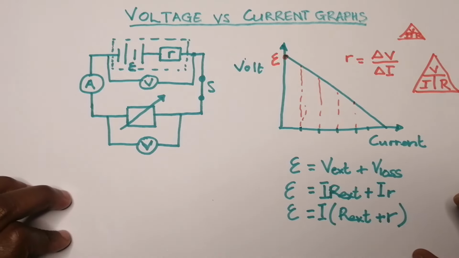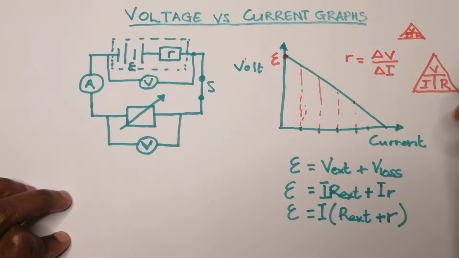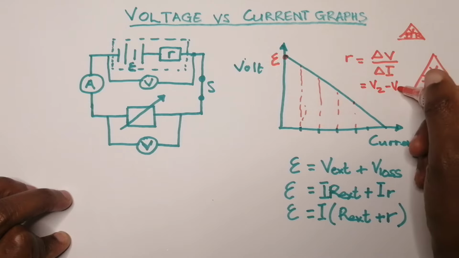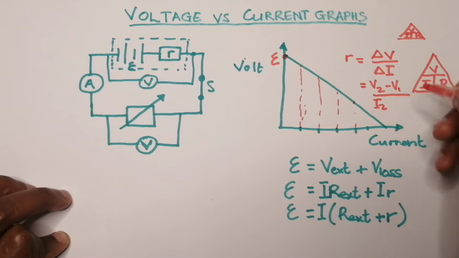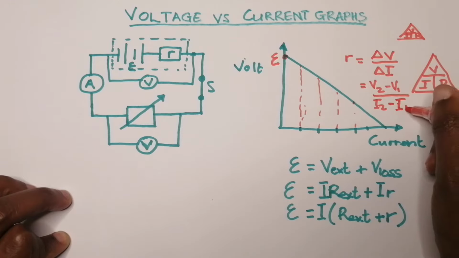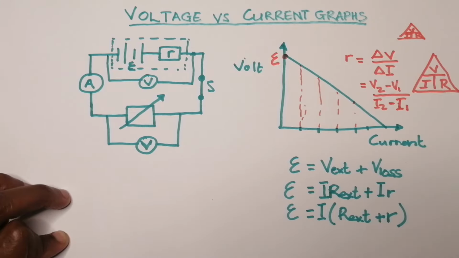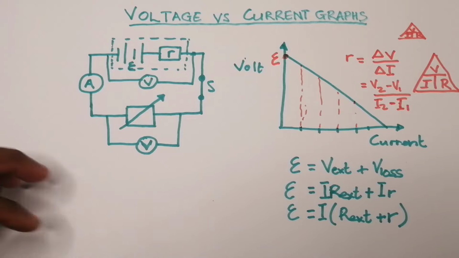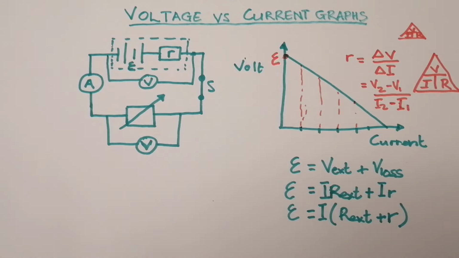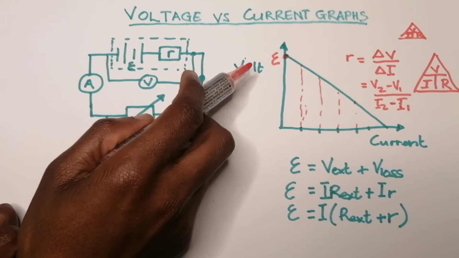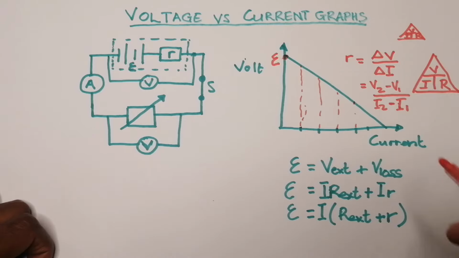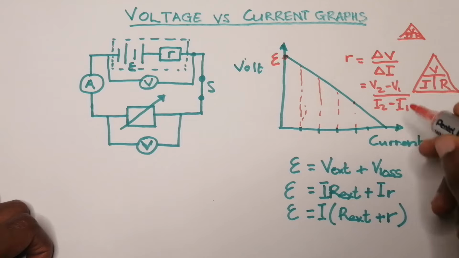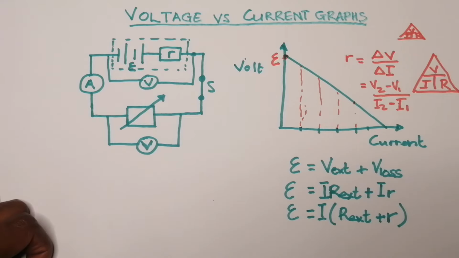So when I calculate the gradient of this graph, you're going to say V2 minus V1, and you must be careful to say divided by I2 minus I1, with the current values taken from the corresponding voltage values. Your EMF value will be where current is 0. You might find instances where they flip this around, with current on the y-axis and voltage on the x-axis. In that case, you'll need to invert it. So the change in voltage divided by the change in current gives us our internal resistance value, and our EMF will be where the current gives us 0.